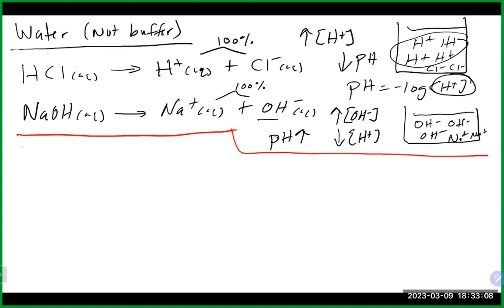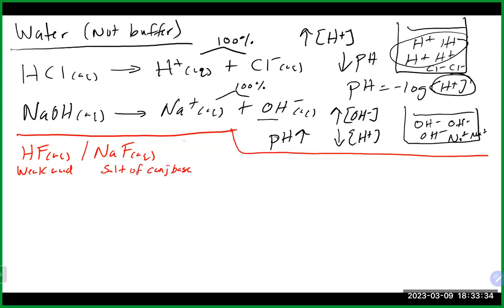I'm just going to use a different one because everybody uses acetic acid. Let's use hydrofluoric acid and a little sodium fluoride. I feel like writing acetic acid right now. So hydrofluoric acid is a weak acid. Sodium fluoride is the salt of its conjugate base.